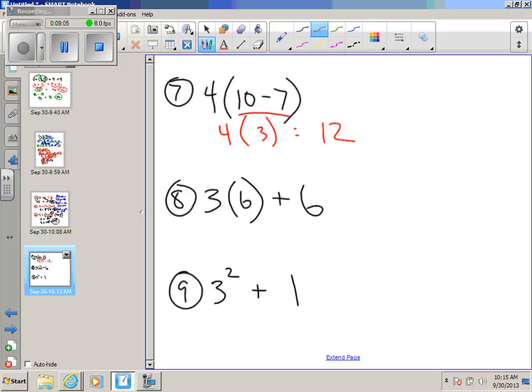3y, or whatever it is, and they say y is equal to 6. What does that mean when it's jammed right up next to it? What operation is that, Joe? So I've got multiplication and addition. I'm going to multiply first. 18 plus 6, 24. Got it?